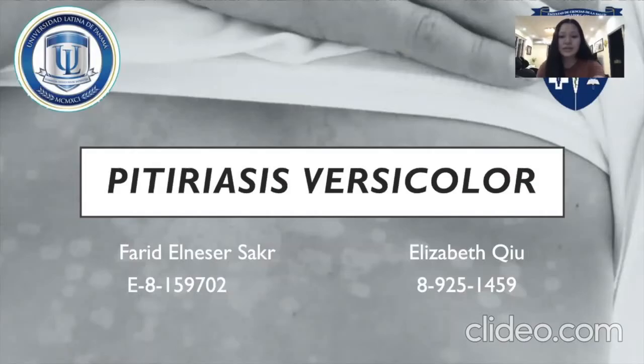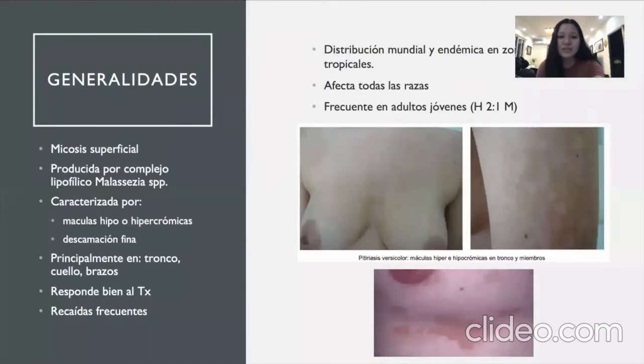Pityriasis versicolor. Generalities. Pityriasis versicolor, also known as tinea versicolor, is a superficial mycosis characterized by hypochromic or hyperchromic spots with flakes that predominate in areas such as the thorax, neck, and upper arms. Usually when treated, it presents an adequate response, but recurrences are very frequent.